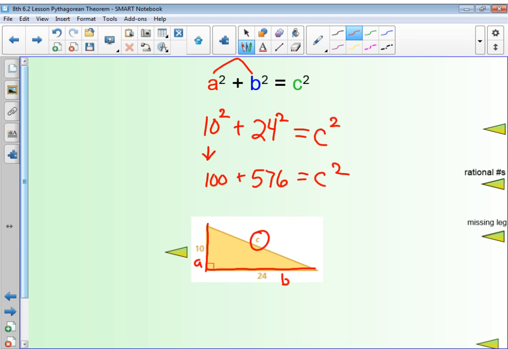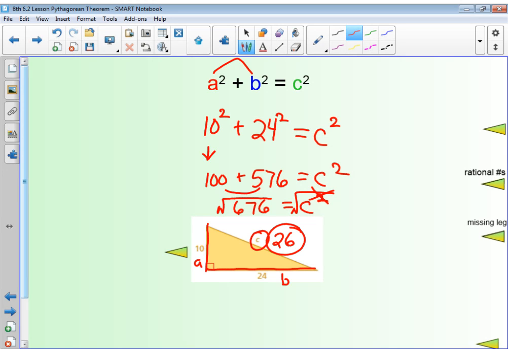So now I'm going to go ahead and finish simplifying that. So 100 plus 576 gives me 676 equals C squared. Now to get that squared out of there, remember I'm going to do the square root. Okay, that canceled that out. So the square root of 676 is 26. So I just found out that C equals 26.